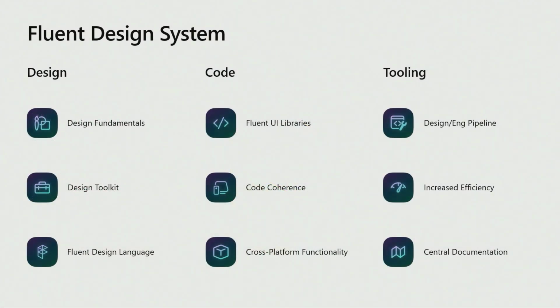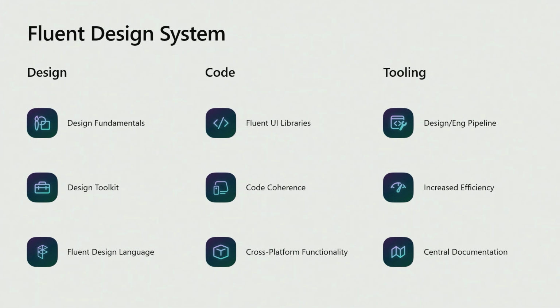Fluent is made up of three main components: design, code, and tooling. In the design side, we have the design fundamentals, things like color, spacing, typography. We want to make sure all those are available as part of the Fluent design language. And we also want to make sure that it's available and easy to use for designers in the design toolkit as well. Whether it's Figma or whether it's other toolkits, we want to make sure the designers can create beautiful looking experiences that it's easy to get them in developers' hands.